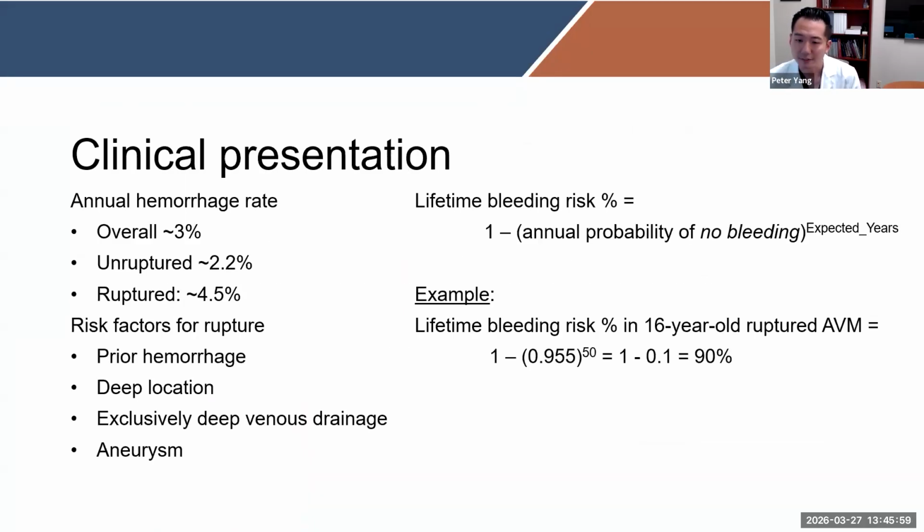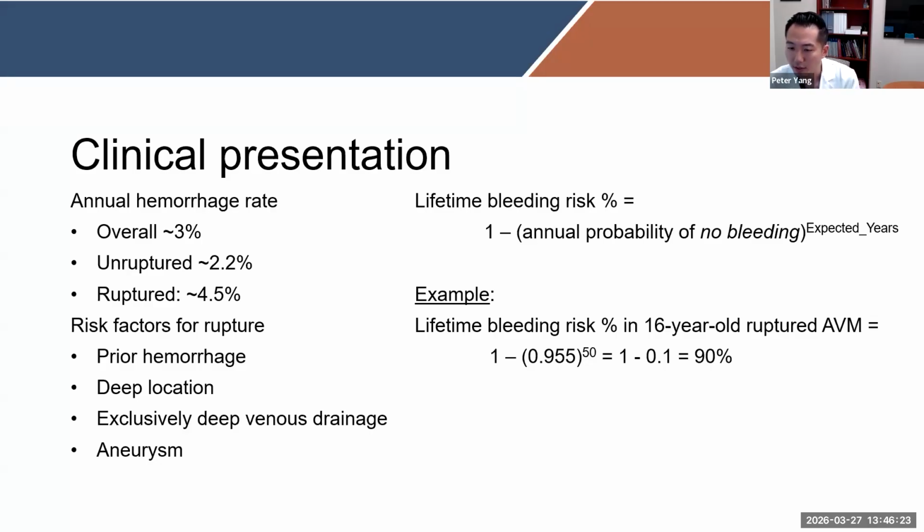AVMs are usually found after a bleeding event, which can result in a patient experiencing sudden onset headache, focal neurological deficits like weakness or double vision, or a seizure, depending on location. Although the annual hemorrhage rate for AVMs overall is less than 5%, a history of rupture places an AVM at twice the likelihood of rupturing compared to an unruptured AVM.